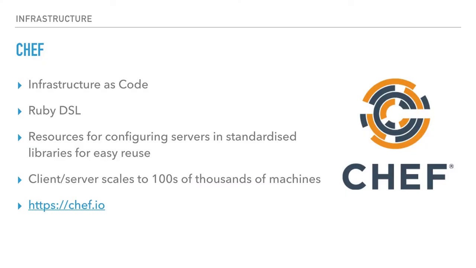So coming back to our configuration management, Chef. Chef is another Apache licensed project that does infrastructure as code, also a Ruby DSL. And what Chef does is it provides language and resources for configuring servers with standardized libraries for easy reuse. It's got a client-server model. You can run standalone. You can use it to manage hundreds of thousands of machines. And I work with lots of customers who have scale that size. You can learn more about it at chef.io, and it's up on GitHub. You can go read about all that fun stuff.